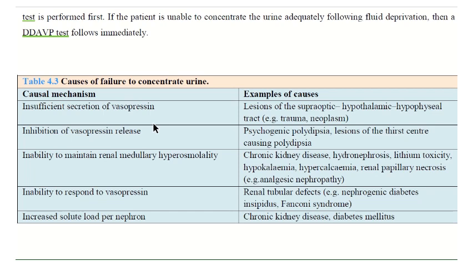the causal mechanisms، اللي هي insufficient secretion of vasopressin، يعني الإفراز الغير كافي للفازوبرسين، وهذا examples عليه lesions of the supraoptic hypothalamic hypophyseal tract، for example trauma or neoplasm، أو قد يكون inhibition of vasopressin release. وهنا المثال عليه psychogenic polydipsia، هذه الحالة اسمها psychogenic polydipsia. Lesions of the thirst center causing polydipsia.